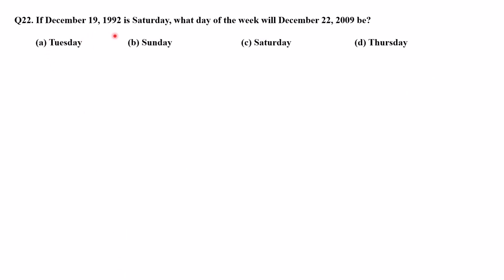December 1992 is Saturday. What day of the week will December 22, 2009 be? In this question, first we'll find from December 1992 to December 2009 how many odd days there are. From 19th December 1992 to 19th December 2009. And after that, I will add the remaining days because I have taken till 19, right? Plus 3 days extra, that we will count afterwards.